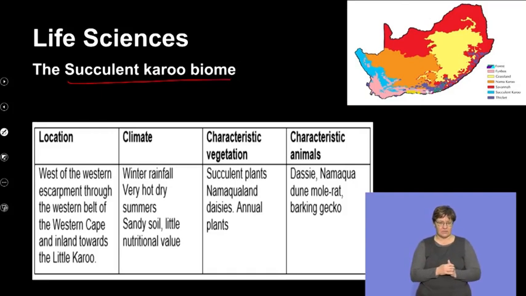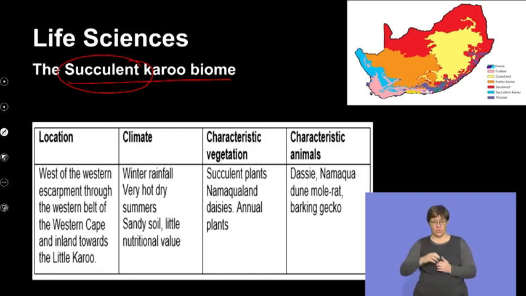The next biome we're looking at is the succulent karoo. So if we unpack the word succulent, it often refers to plants that have thick, fleshy leaves. This is an area that is found along the western coast of South Africa.